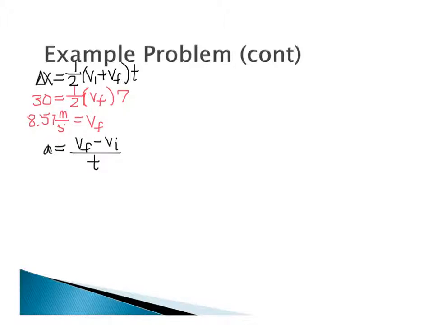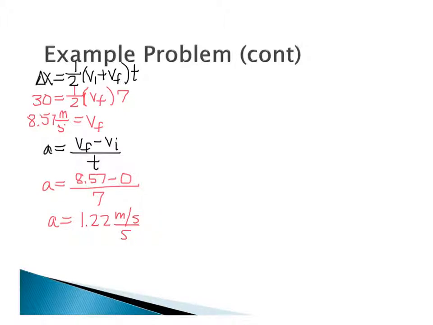In this, I'm solving for acceleration. The final velocity I just found was 8.57. The initial velocity was 0, and that change in velocity took place over a period of 7 seconds. So the acceleration for this problem is 1.22 meters per second each second. So the velocity increased 1.2 meters a second every second.